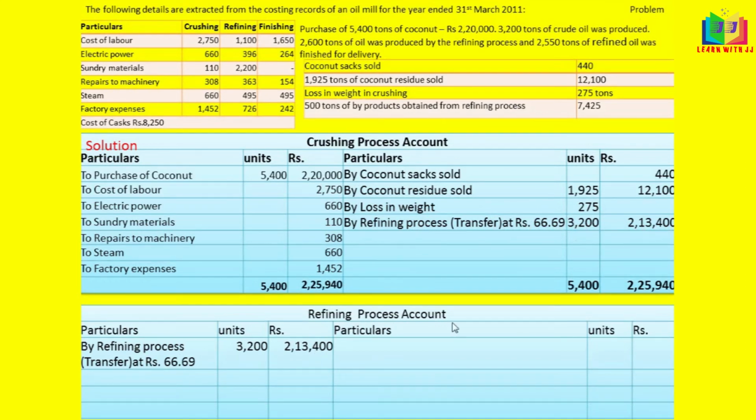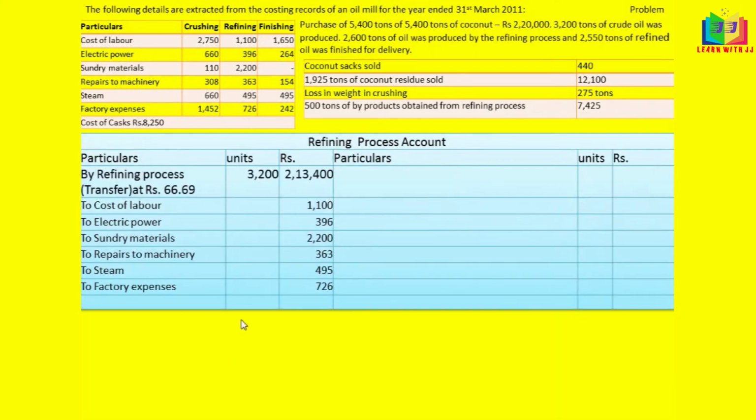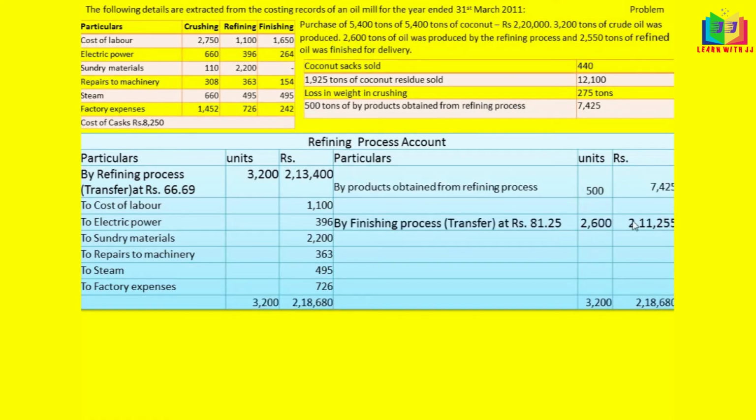In the refining process, we write all these expenses again on the debit side: cost of labor, electric power, sundry material, repairs to machinery, steam and factory expenses. On the credit side, there is a byproduct sale of 7,425, and the units are 500 tons. Next we write the output of this process, 2,600, which is the balancing figure.